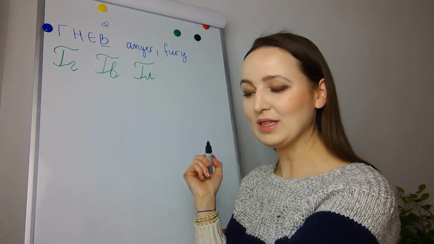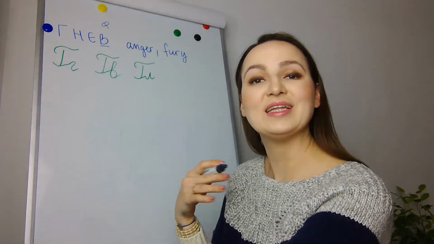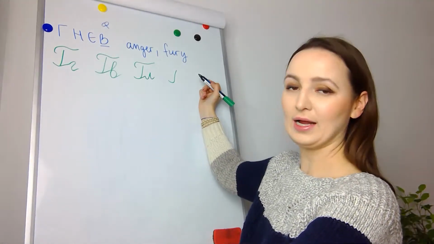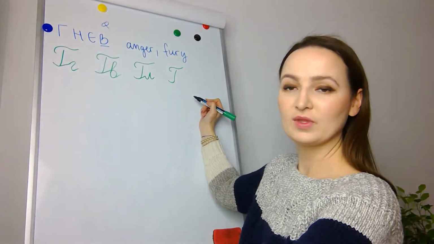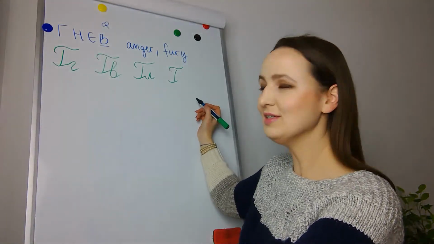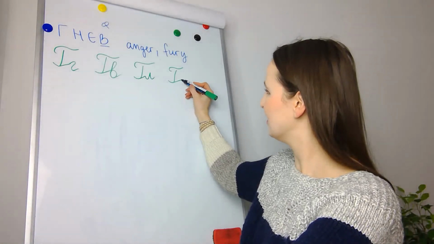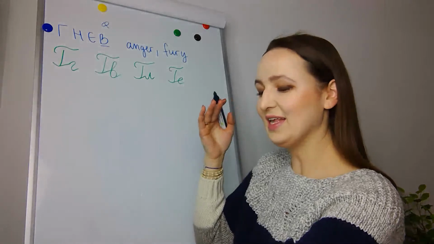Now let's connect G with Ye, and we will write G. Let's start with capital G. 1, ahead, 2. Create a connection to connect it with another letter. And let's write Ye, small Ye here. Like this. That's all. Ye, Ye, Ye.